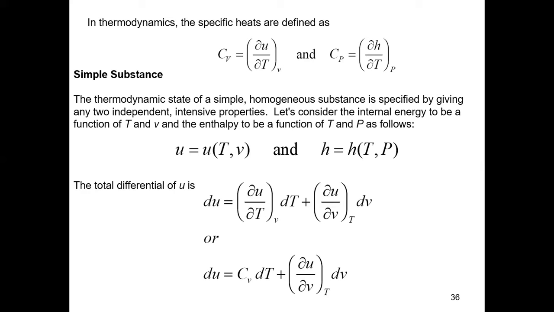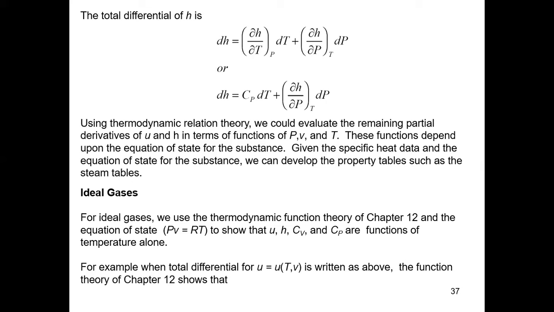Now we know delta U by delta T at constant volume is Cv, and delta U by delta v at constant temperature is not known, so it is kept as is. Similarly, dH can be written as Cp dT plus delta H by delta P, the change in enthalpy with respect to pressure at constant temperature, times dP.